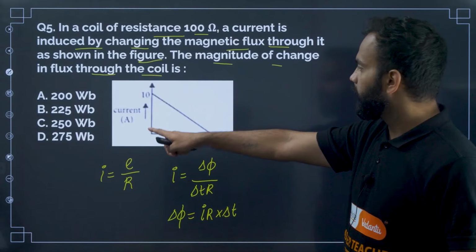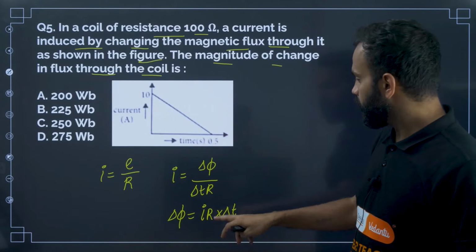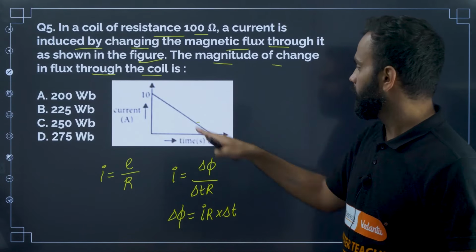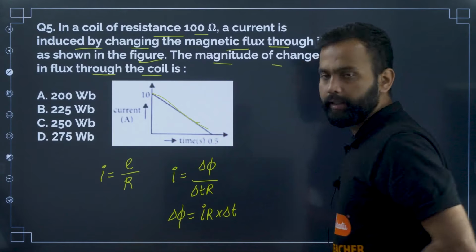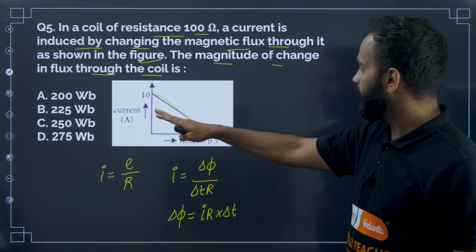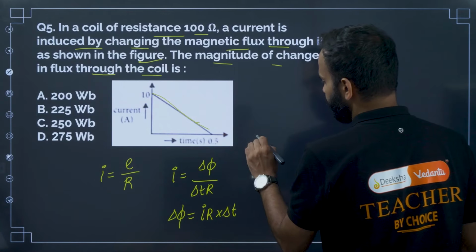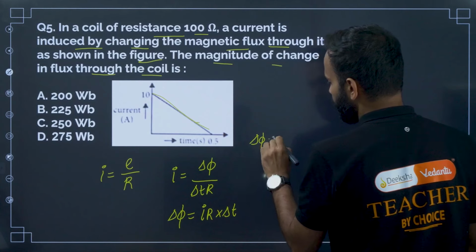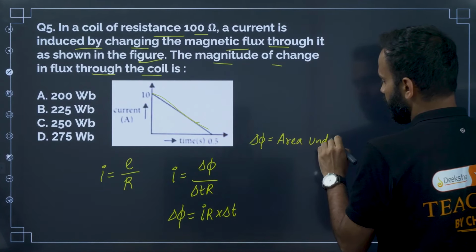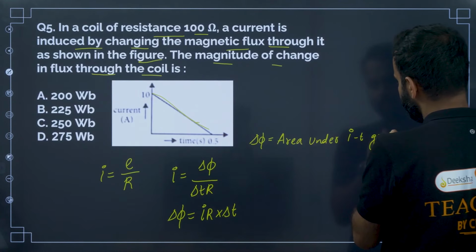Here they have given the current versus time graph. Therefore the area under this graph, this curve or this straight line, is the change in magnetic flux. Area under this line is change in magnetic flux. So now delta phi is equal to the area under the I-t graph.